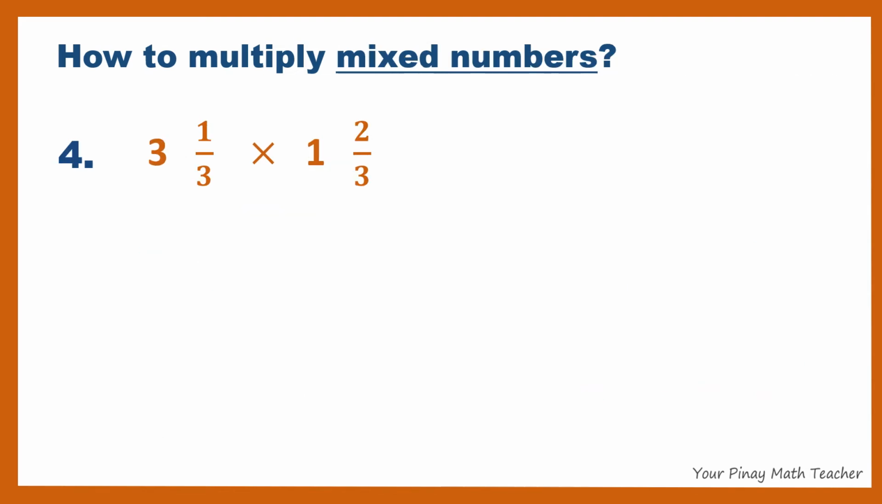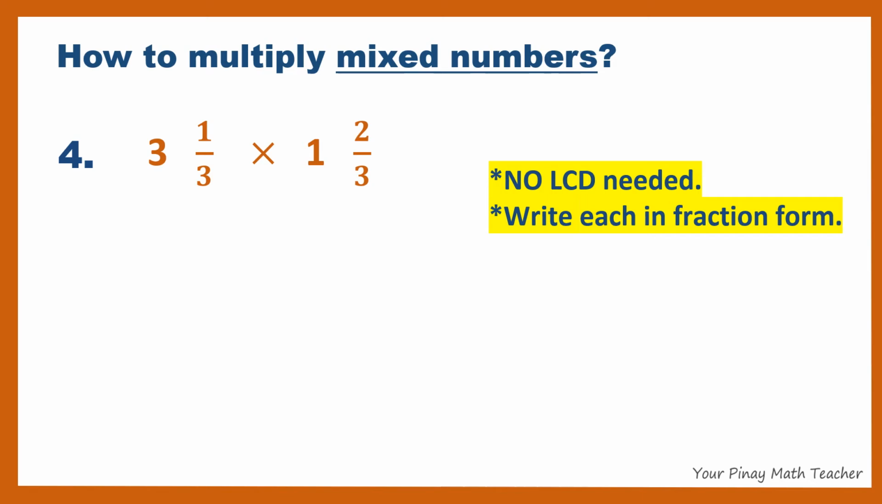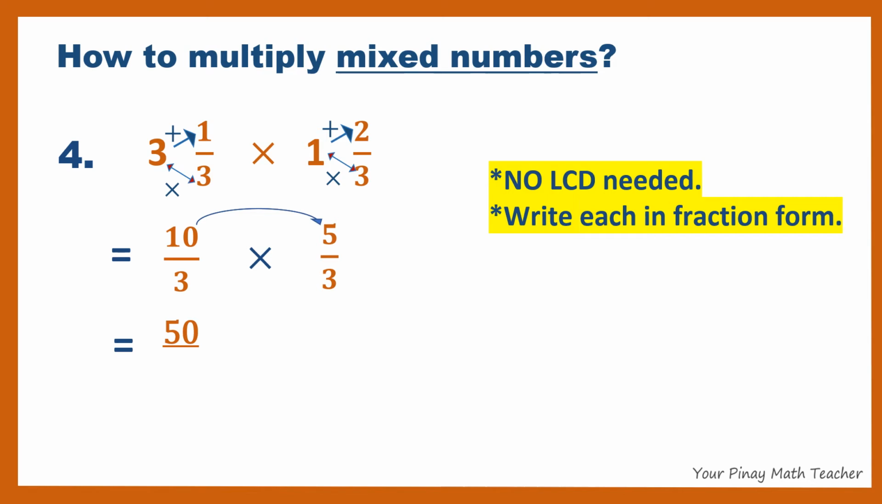Number 4. A mixed number 3 and 1/3 is multiplied by a mixed number 1 and 2/3. So again, no LCD needed, and each must be in fraction form. So we have to convert 3 and 1/3 to 10/3 and 1 and 2/3 to 5/3. Then multiply 10 and 5, we get 50. And then 3 and 3, we get 9.